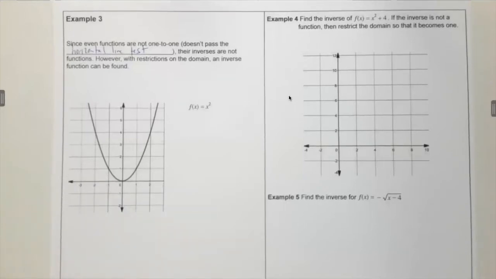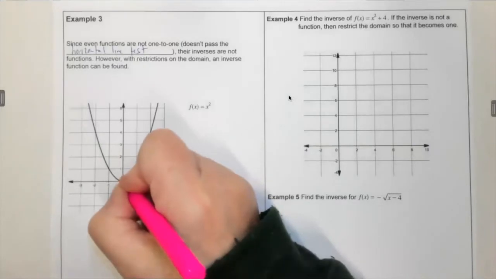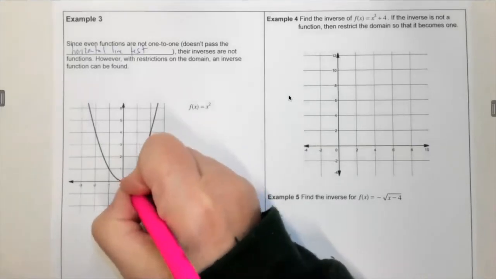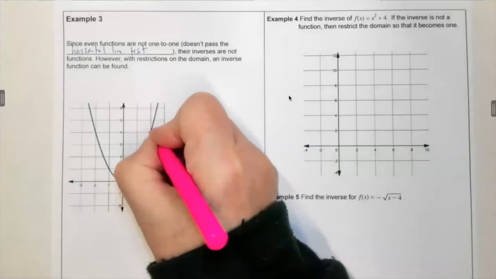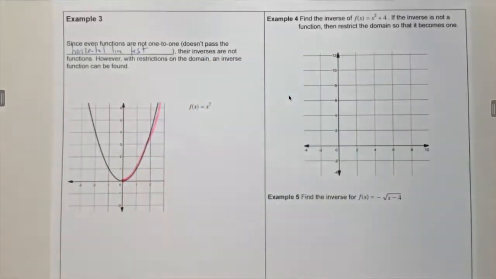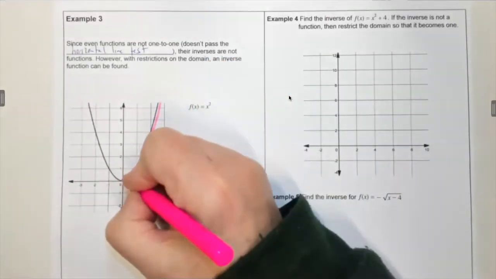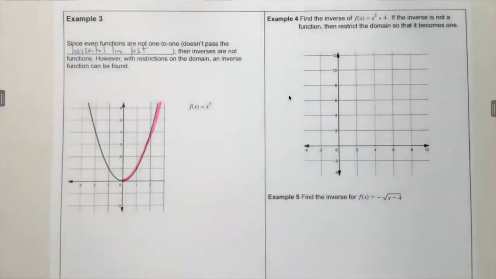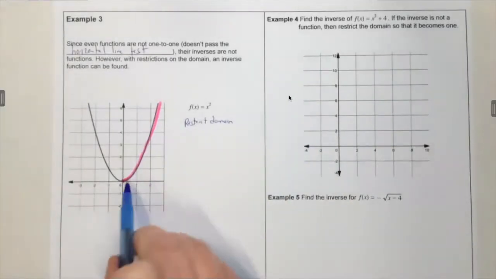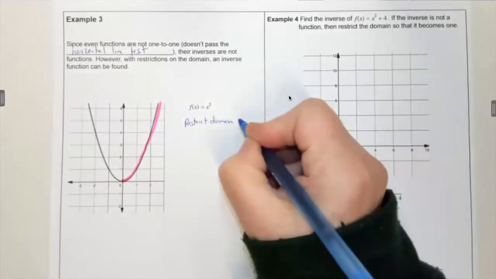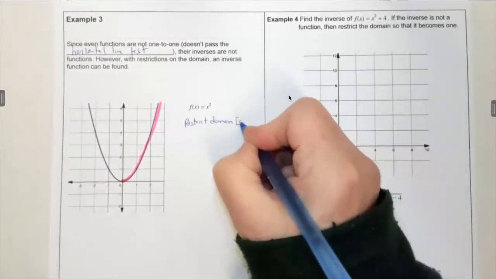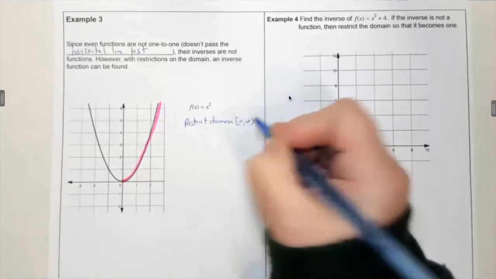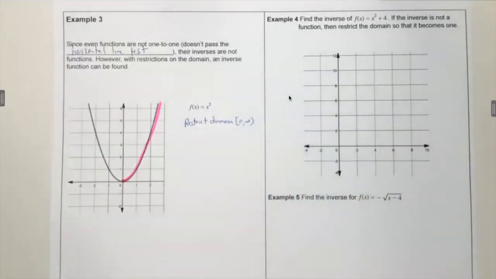I am going to restrict the domain, and I would like to find the inverse of f from 0 to infinity. I want to find the inverse on this part of the function. I am going to restrict the domain from 0 to positive infinity. It includes 0 going to positive infinity. I can find the inverse of that part of the function.